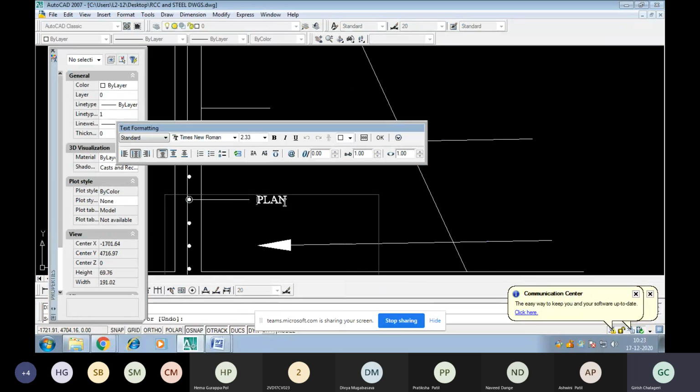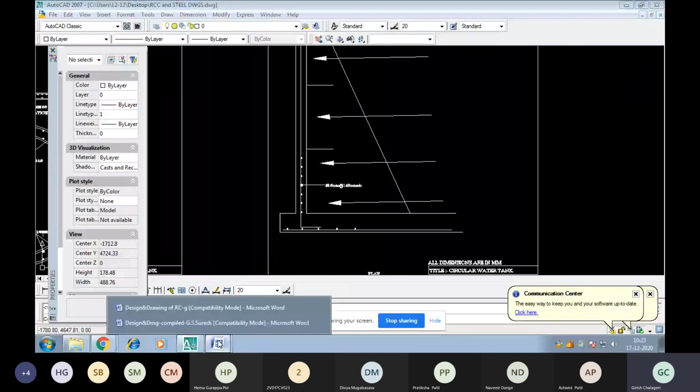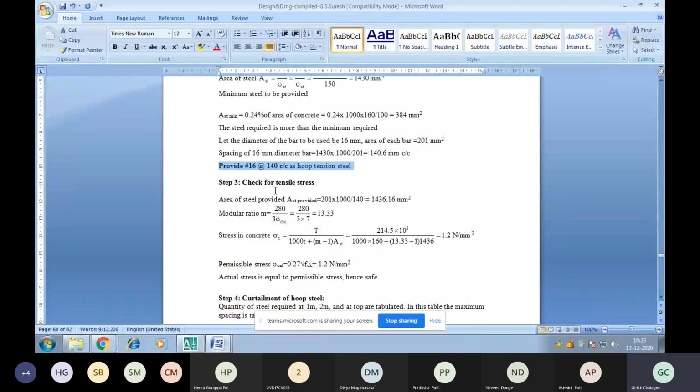So somewhere I am writing here. We know that it is a Tor bar here. So Tor 16 mm at 140 mm center to center. So this is the reinforcement, hoop reinforcement, main reinforcement I am providing here. You can write it here. Again, after this, knowing the pressure, we can check here. So how are we doing? 140 for main reinforcement.